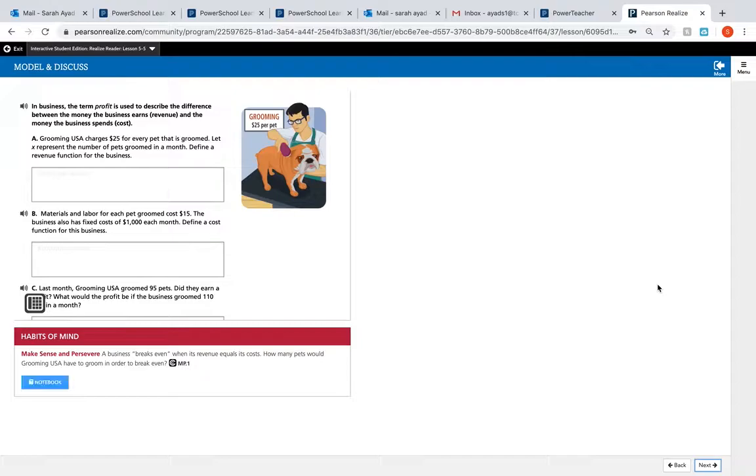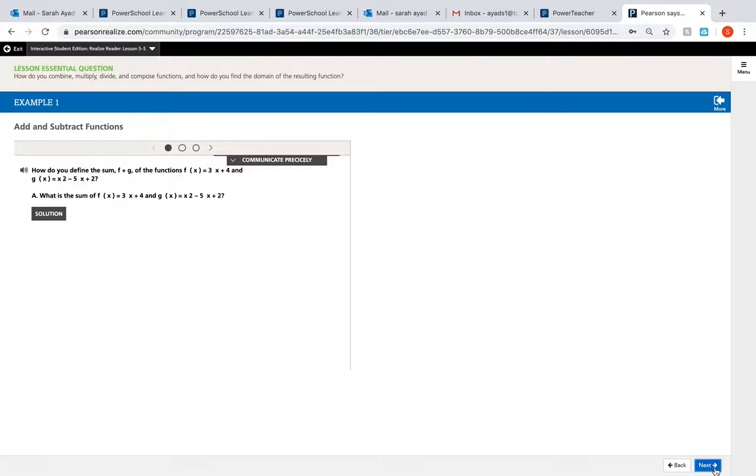So to start off, all of the try-its are going to be on pages 132 and 133 of your student companion. So we're going to start off with example 1 in your notes packet, section 5-5. So first it says, how do you define the sum of f plus g of the functions f of x equals 3x plus 4 and g of x equals x squared minus 5x plus 2?